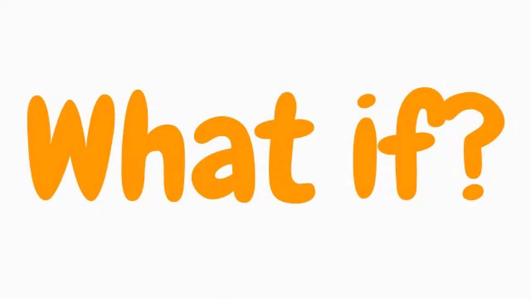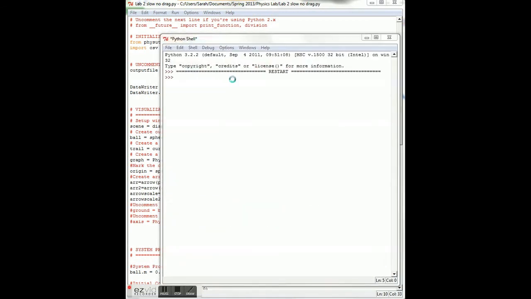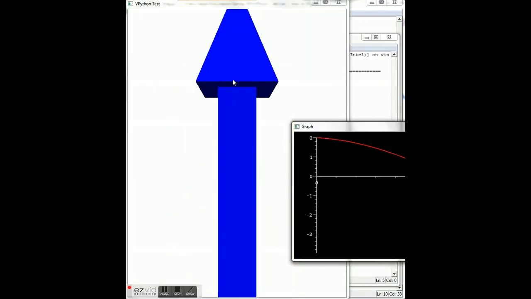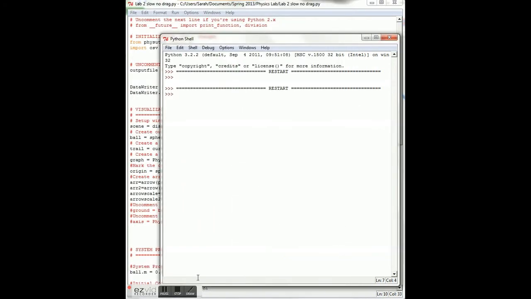So what if the objects were thrown down? I accomplished this by adding an additional downward force to the initial conditions of the slow object models. If you watch the model run, you will see that the gravity force, the downward force, is very large, but the drag force also grows to be very large in effect.